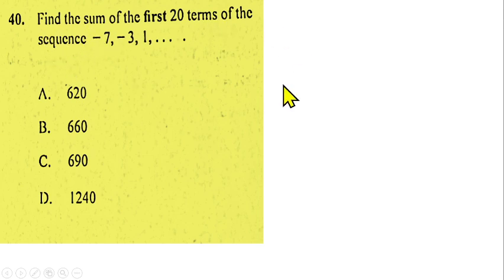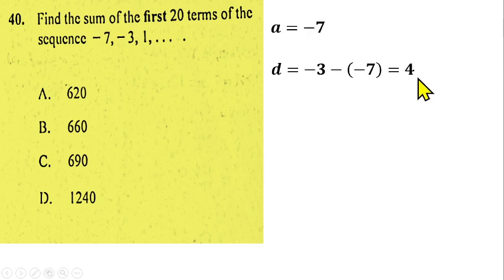Then the last question for today is question number 40. It is from linear sequence, but we don't know whether it's from a linear sequence. If you test this sequence, you discover that it has a common difference, not a constant ratio. We are to find the sum of the first 20 terms of the sequence -7, -3, 1. So if you test this sequence, there is a common difference between them. -3 minus -7 will give us 4. 1 minus -3 will give us 4 as well. So that means the common difference is 4 for this sequence. That means it is a linear sequence.